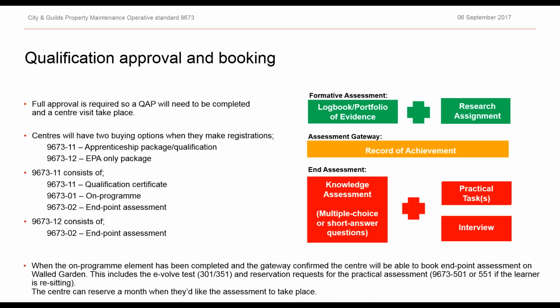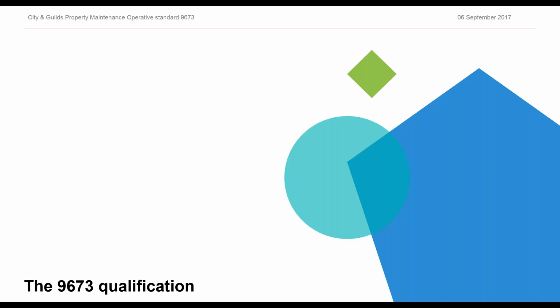Okay, as we can see from the previous slide, the on-programme offer before the gateway is a logbook, portfolio evidence, and research assignment. The candidate would then go through the gateway to endpoint assessment. Endpoint assessment is a requirement for all apprenticeship standards moving forward. So we're going to now run through the content of the qualification, the on-programme offer, and the endpoint assessment.